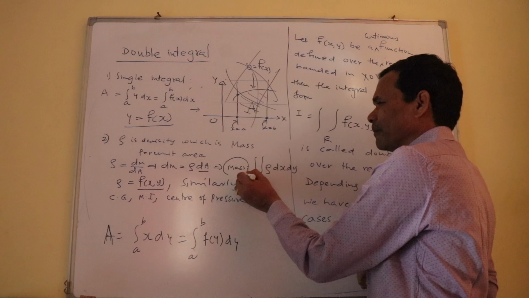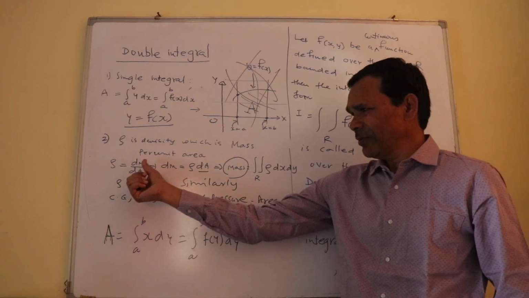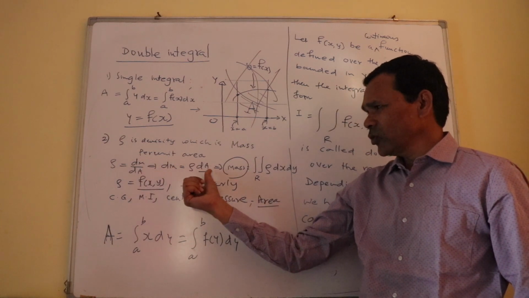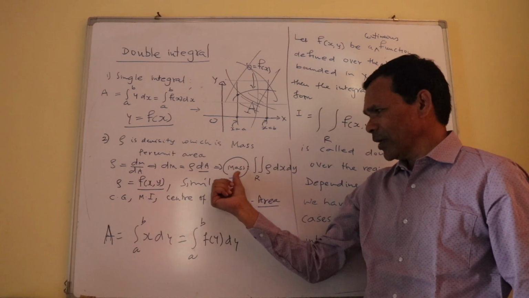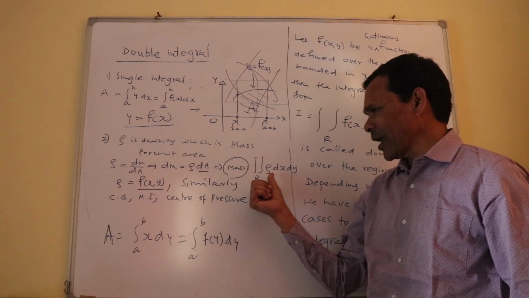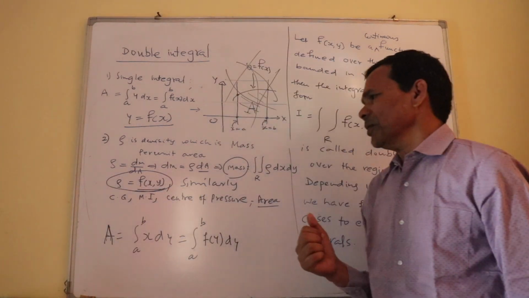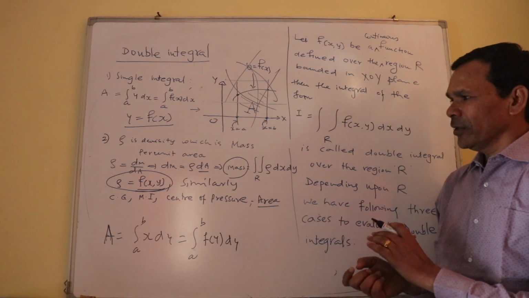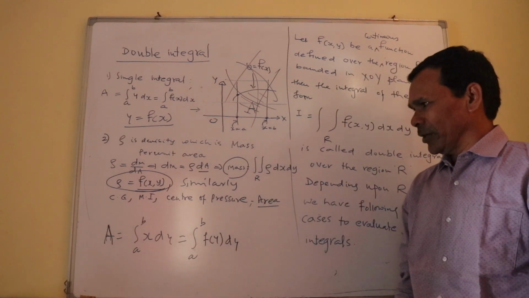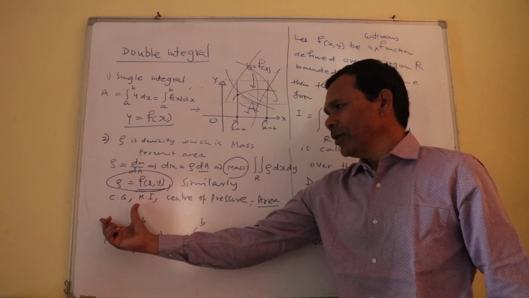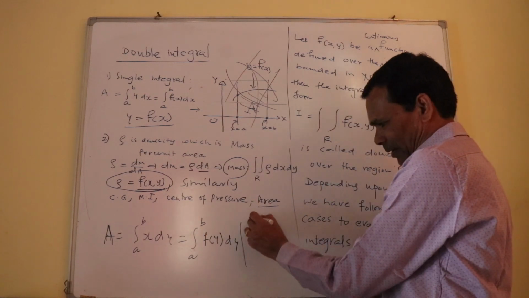Basically, we used to find mass. Rho is the density, which is mass per unit area, so dm is equal to rho dA. You can find this by a single integral also. The total mass m is the double integral of the elementary mass, rho dx dy, where rho is a function f of x, y. So you can find the mass of a lamina depending upon the density over there. Similarly, center of gravity, moment of inertia, centroid, center of pressure and area you can find by double integration.